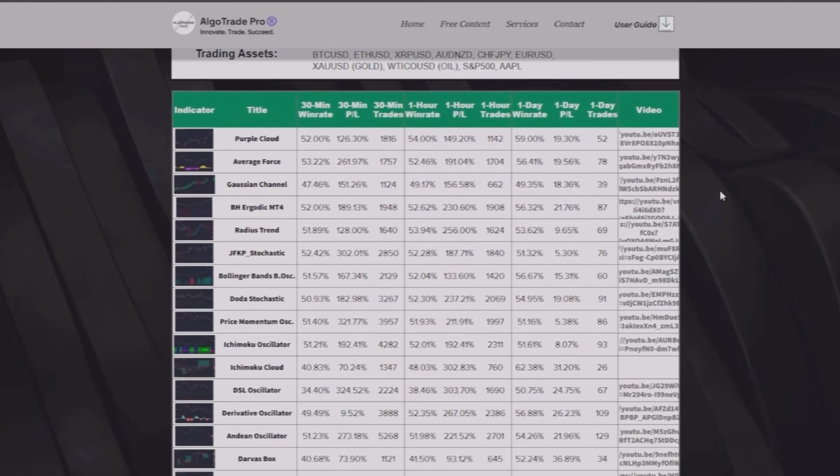And the top 3 indicators still remain the purple cloud, the average force and the Gaussian channel. So if you haven't seen those videos yet, you can click right here.